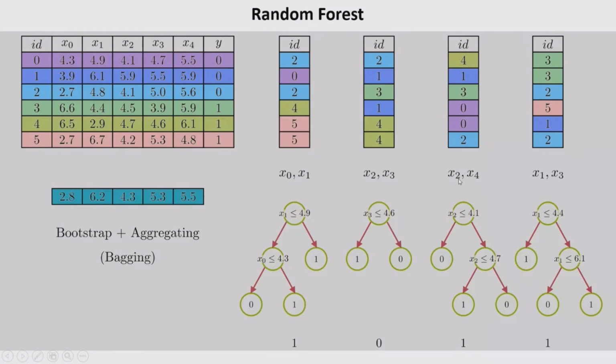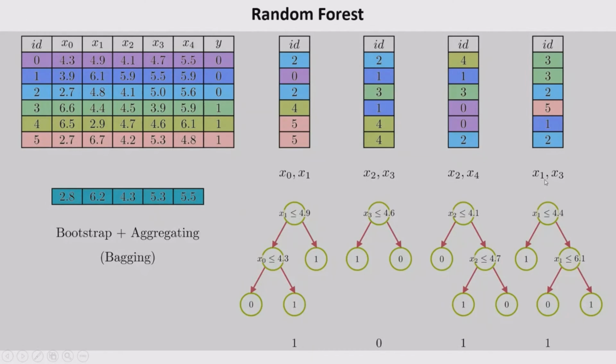Now what about this? It is trained on the basis of x2 and x4. So my root node condition is x2 less than equal to 4.1. My x2 is 4.3. Is it less than 4.1? No. So it goes to the right one. Now x2 less than equal to 4.6. Does it satisfy? 4.3, yes, it does. So it goes here. What is my outcome? 1. So yeah, this is my decision tree.